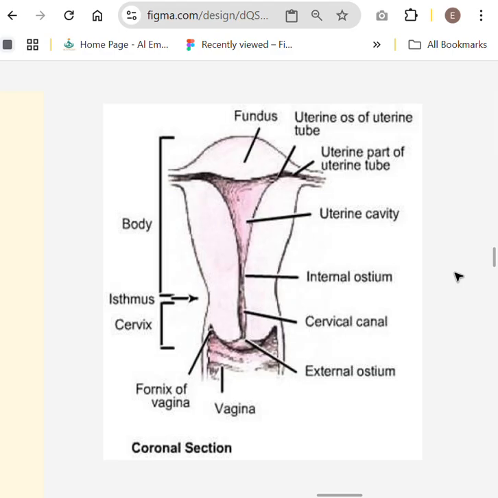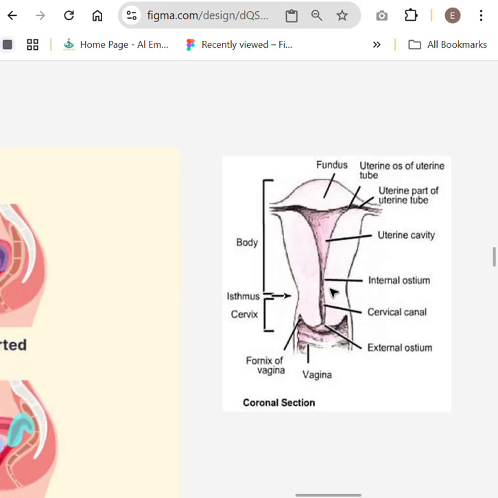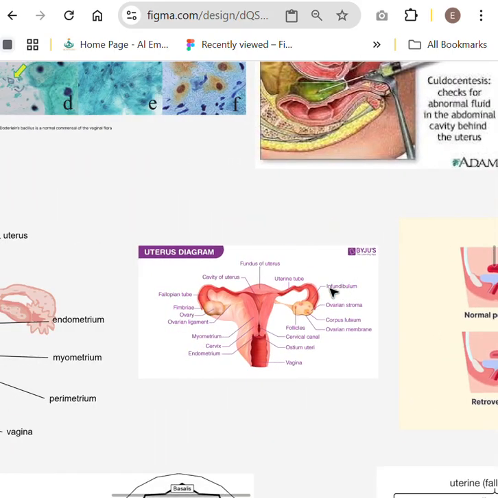The uterus consists of three layers: the outer serous layer, peritoneum, the middle muscular layer, myometrium, and the inner mucous layer, endometrium. Remember that the ovary is not covered by the peritoneum, and that's an important exam question that comes up a lot of times.